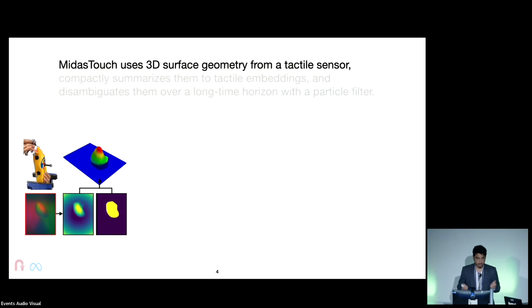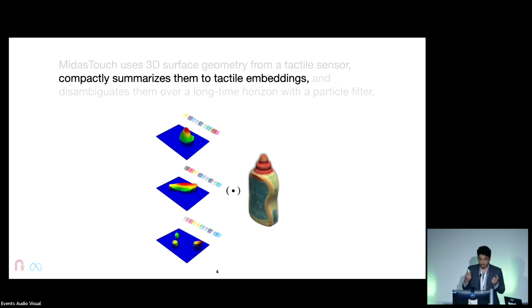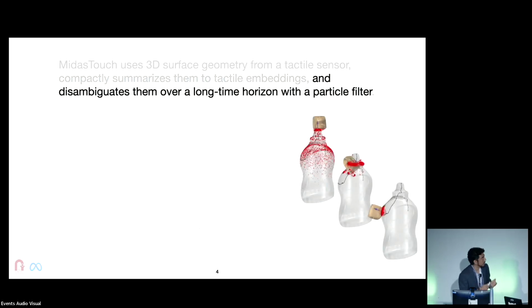So at a high level, what Midas Touch does is it uses 3D surface geometry that you get from a tactile sensor. It compactly summarizes these into tactile embeddings. And we can use this to disambiguate over time with just a conventional particle filter.